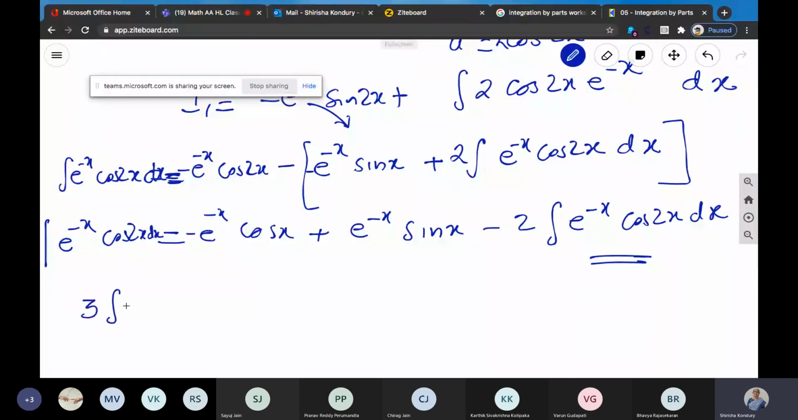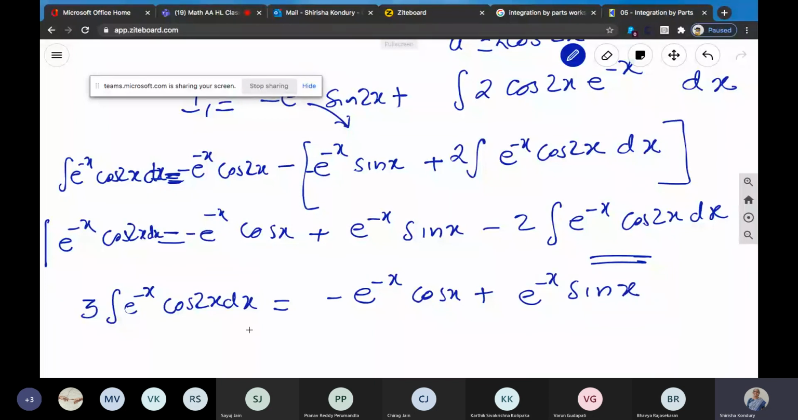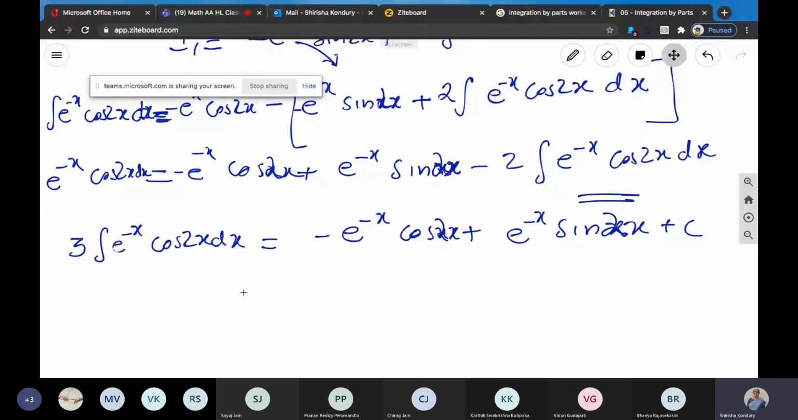So it is 3 times integral e raised to minus x cos 2x is equal to minus e power minus x cos 2x plus e power minus x sin 2x, and sorry, everywhere it is cos 2x. Sorry, this is also 2x. And then you divide throughout by 3. That's your integral. That's your final answer.